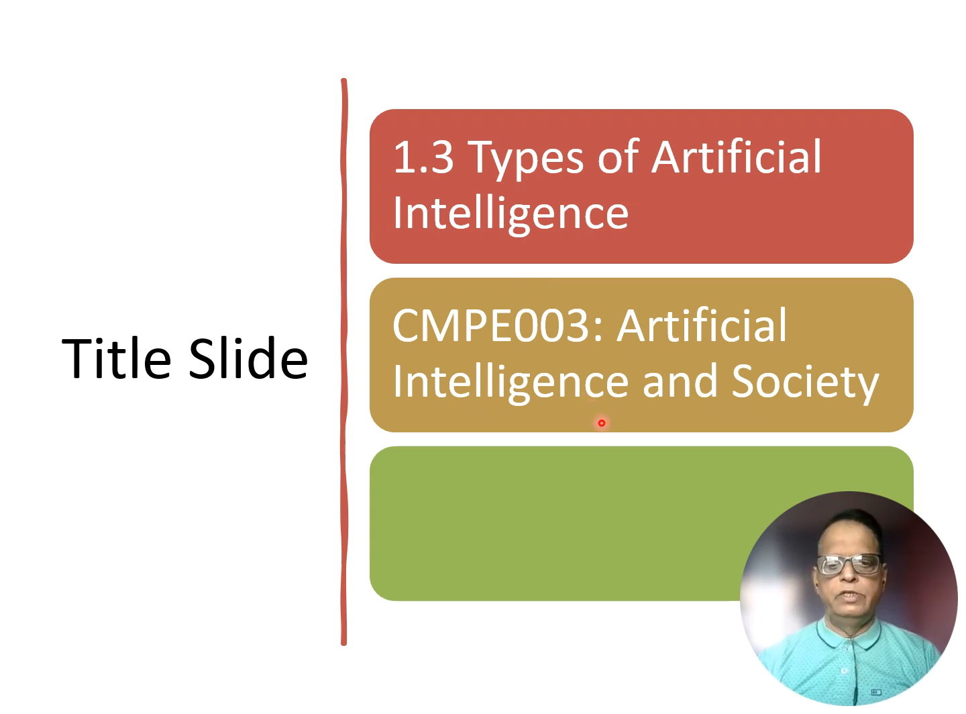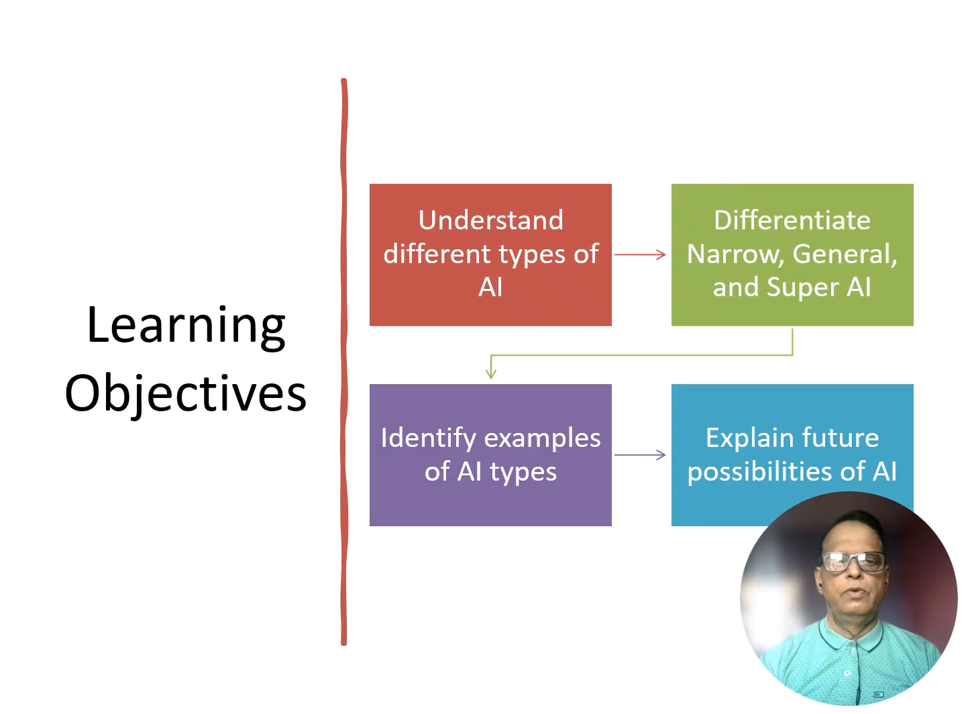We have already started the sessions for this open elective course for Yashwantrao Chavan Maharashtra Open University Nashik. In this session, we'll be discussing the types of artificial intelligence. The objectives for this learning are: we want to understand the different types of artificial intelligence, and we should be in a position to differentiate between the different types of AI, such as narrow, general, and super AI. We will try to identify some examples, and in a later session we will explain the future possibilities of AI.